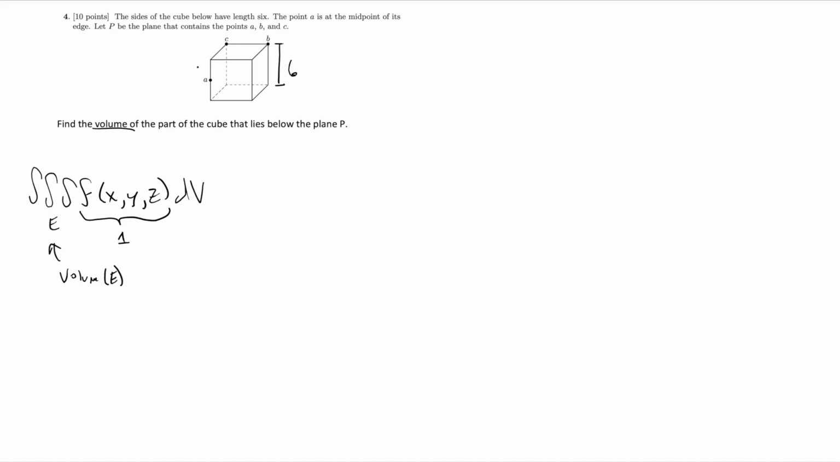Point A is the midpoint of its edge. That means this distance right here is 3. Let's let P be the plane that contains points A, B, and C. Okay, and the last part of this question is to find the volume of the cube that lies below the plane P. So we have some plane P. We want to find the volume inside this cube, but under the plane.